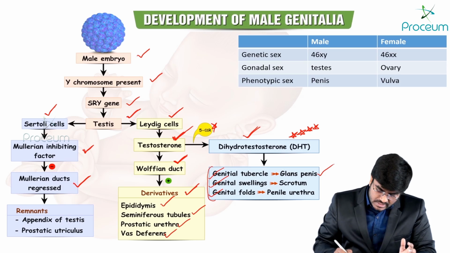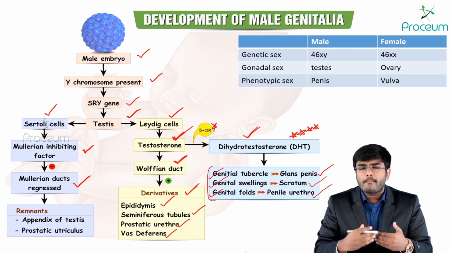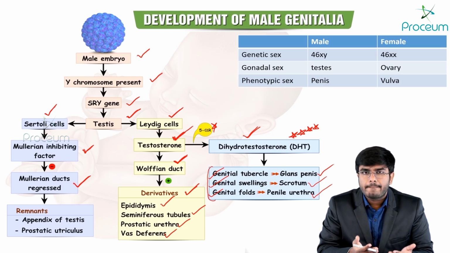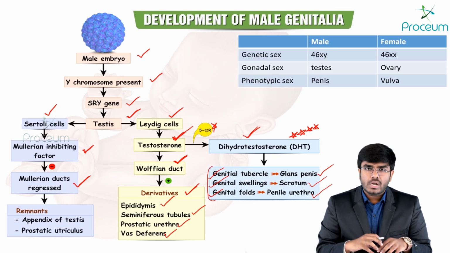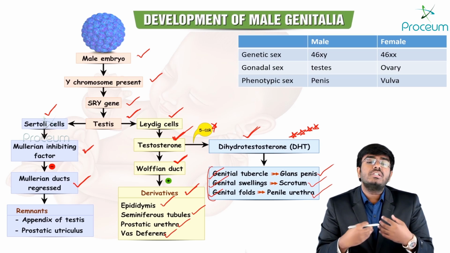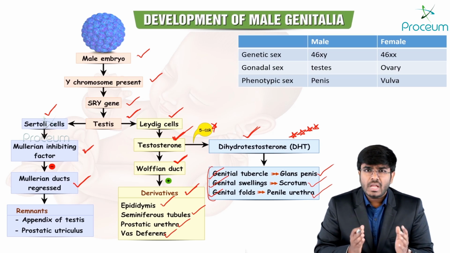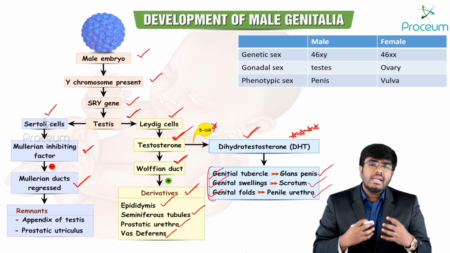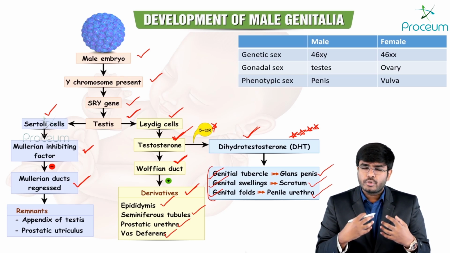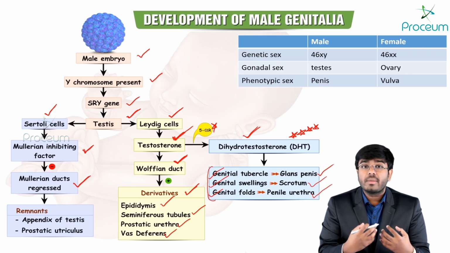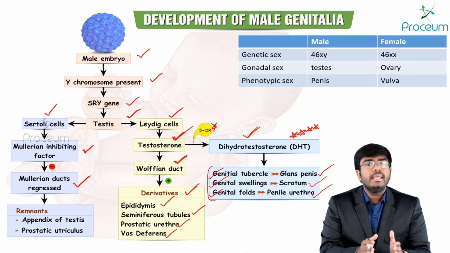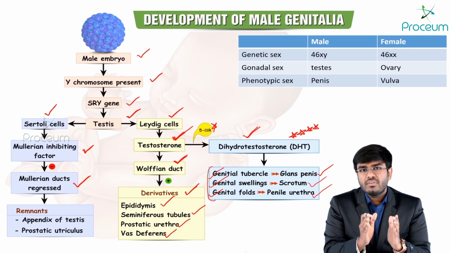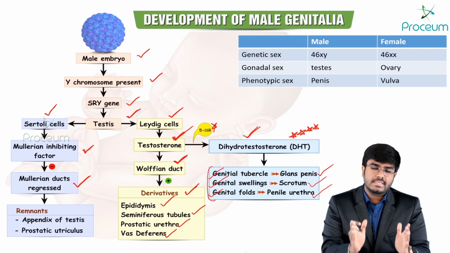So, please concentrate. There is development of glans penis, scrotum and penile urethra. All these are male external genitalia. Okay. So this is how male internal reproductive organs and male external reproductive organs are formed. And also it is very clear why a male does not have uterus, fallopian tube, cervix and vagina. Why? Because the Mullerian duct in a male is inhibited by Mullerian inhibiting factor from Sertoli cells.